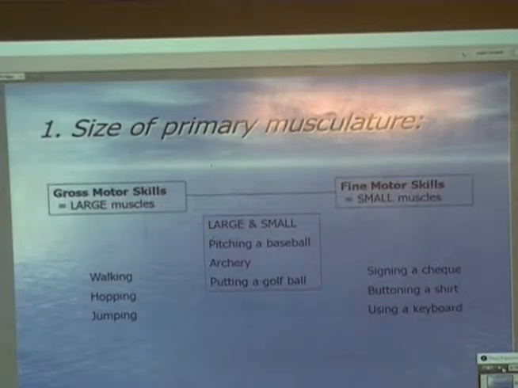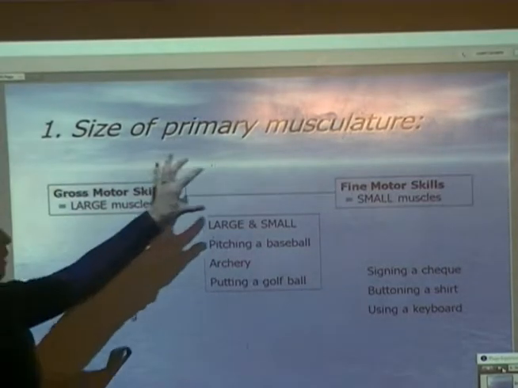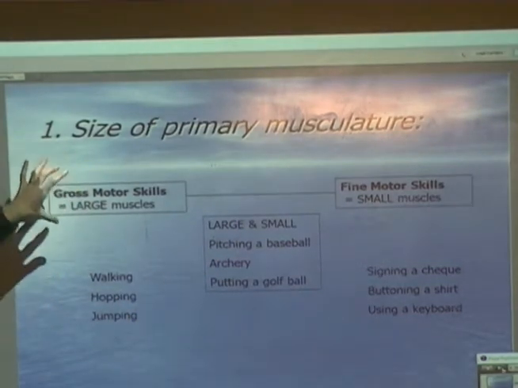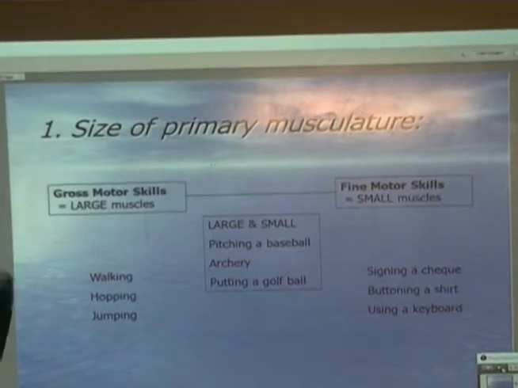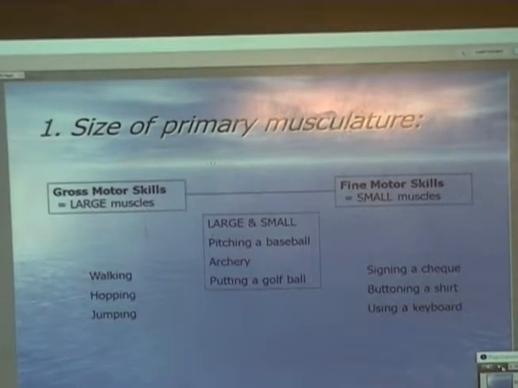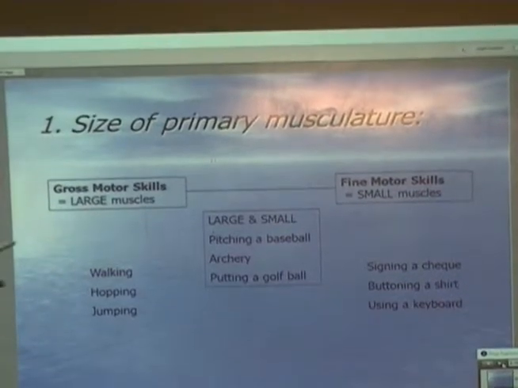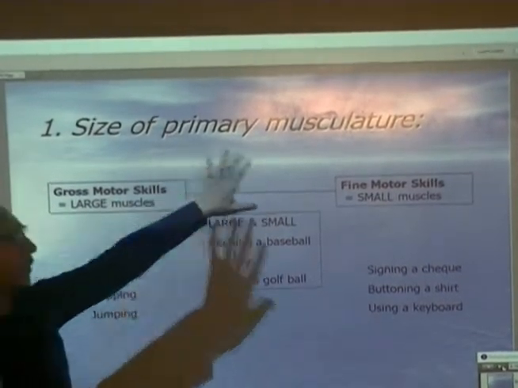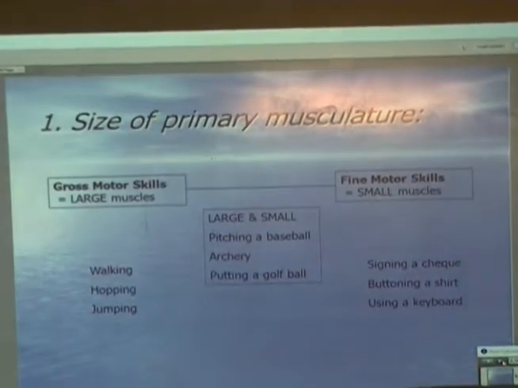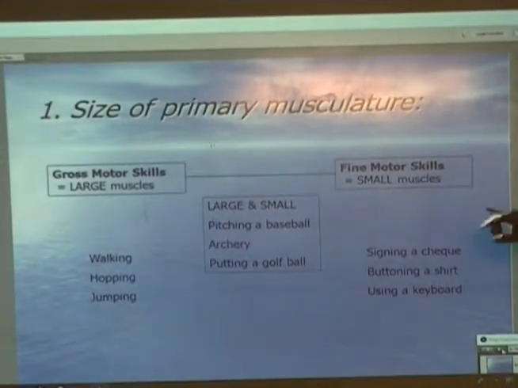So the first one has a continuum that runs from using big muscle groups called gross motor skills. You should recognize that term because that's what we've been talking about for most of the semester. All right? And then on the other end of the continuum, we've got skills that use very small muscle groups, and that end is called fine motor skills.